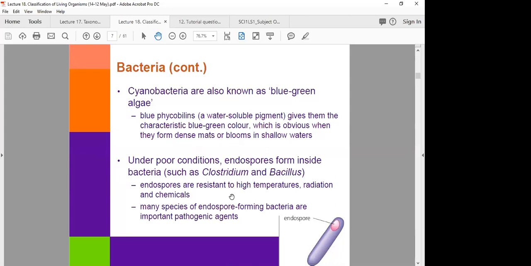All right, the study of endospores is particularly important, because some species of bacteria that form these spores, such as Clostridium tetani, which causes tetanus, and Bacillus anthracis, which causes the disease called anthrax, are obviously fairly important pathogenic bacteria. Endospores are resistant to high temperatures, UV radiation, various chemicals, and so on. And they can lie dormant in the soil, for example, for decades. And then when the conditions are just right, they'll germinate, and there we have a new population of bacteria.